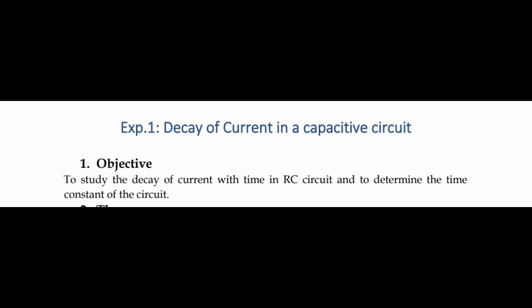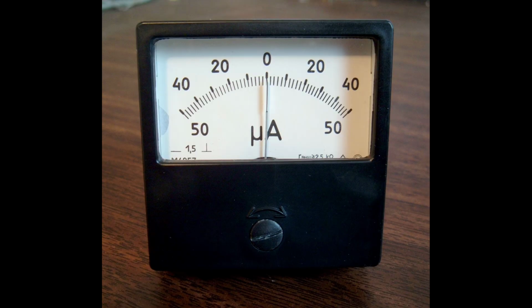Now, in this, we will require certain apparatus like a capacitor, an ammeter, a power supply, some connecting wires, a breadboard, the key which can be plugged in and plugged out, and it will act as a key switch.